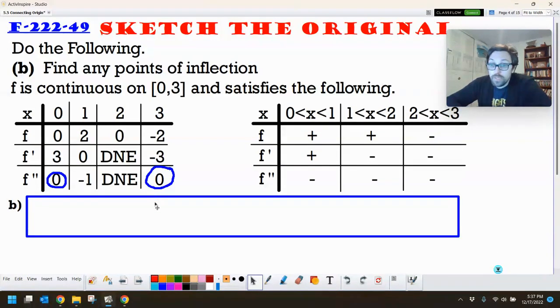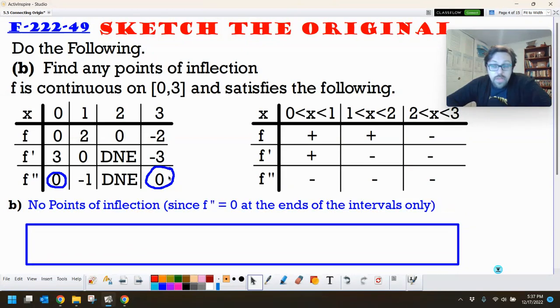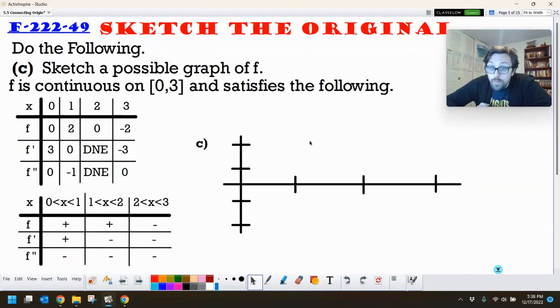When we're looking for points of inflection, that is where our second derivative equals 0. The only place that the second derivative equals 0 is at these endpoints, so those can't be points of inflection because there's nothing before or after them. So now what we want to do is we actually want to try to make a sketch of this original function. This one's a little bit easier because they kind of give us some starter points.